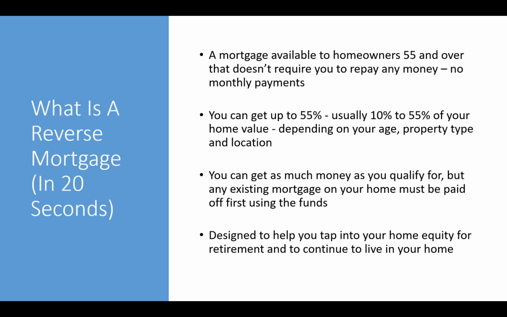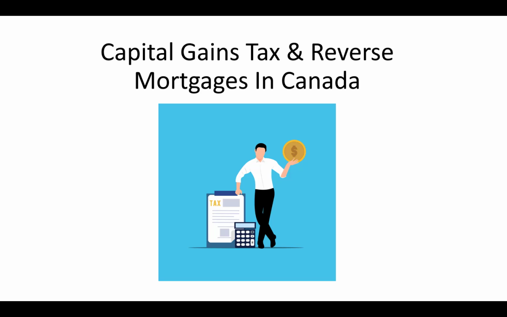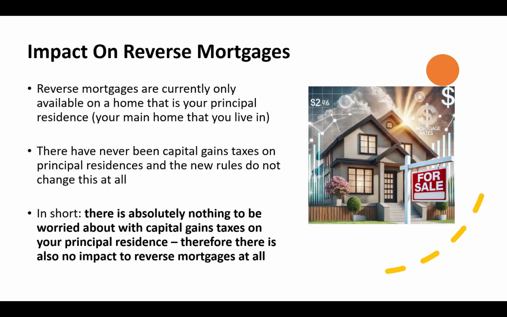Before I get started, as I like to do, I'm just going to quickly walk you through what a reverse mortgage is in 20 seconds. It's a mortgage for homeowners 55 and over that doesn't require any repayments. You can get around 10 to 55% of your home value depending on your age, property type, and location. You can take as much money as you qualify for, but any existing mortgage must be paid off first. And it's designed to help you tap into your home equity for retirement and to continue to live in your home forever. So in this video, I'm going to walk you through capital gains tax and reverse mortgages in Canada, just because of the new changes that came in, as I mentioned.